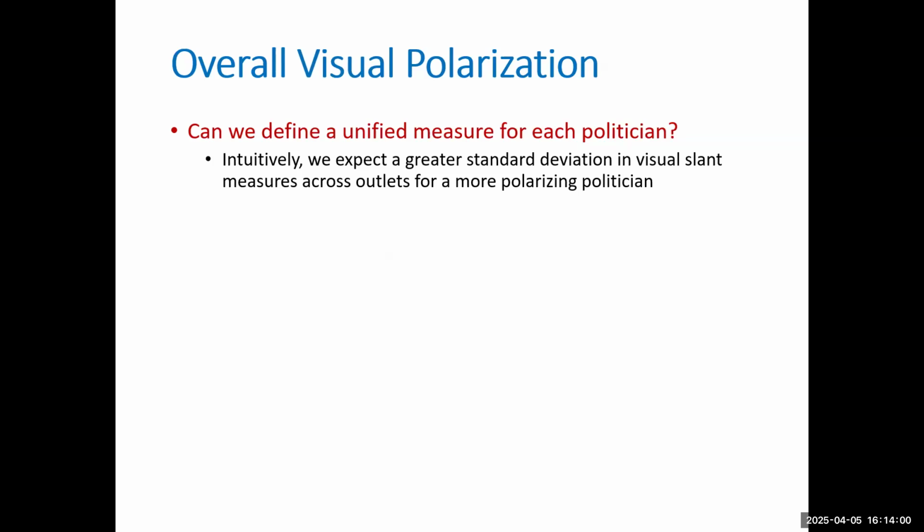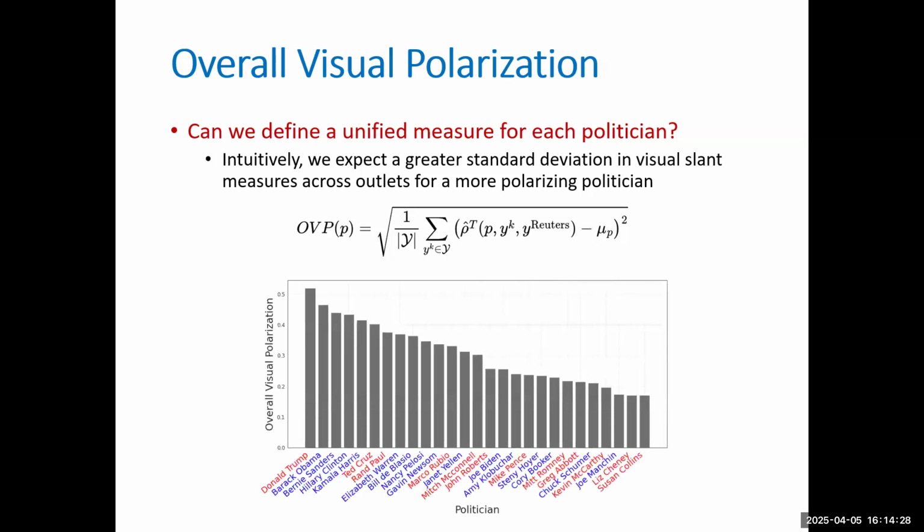The way we define this is that we intuitively expect a greater variability in visual slant measures across outlets for a more polarizing politician. So if the politician is more polarizing, these scores have higher variation. If they are less polarizing, they are centered around the number, and they don't exhibit a lot of variability. So this is the standard deviation measure that we define, and here is the result.